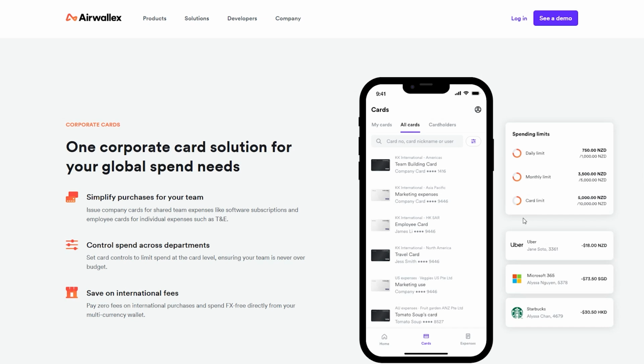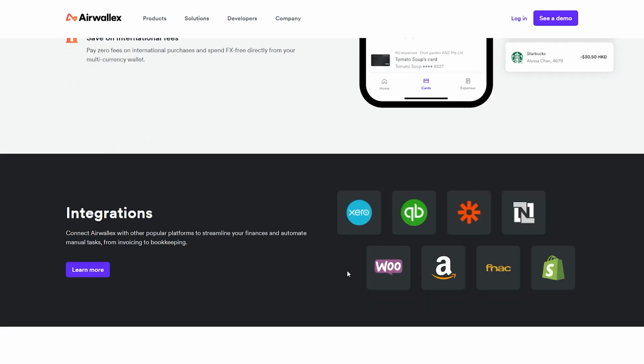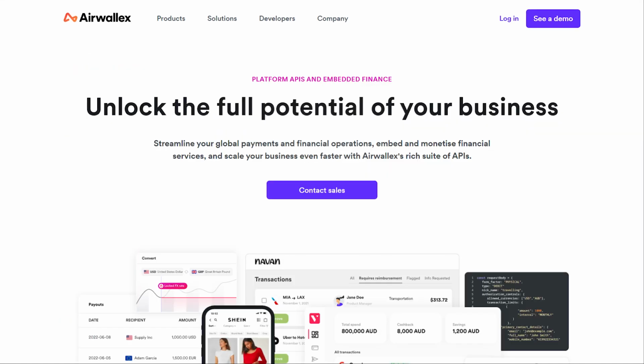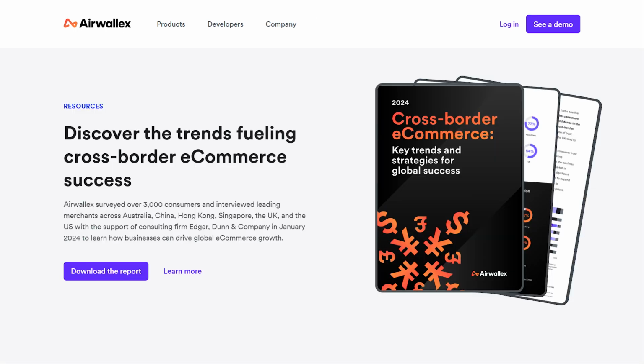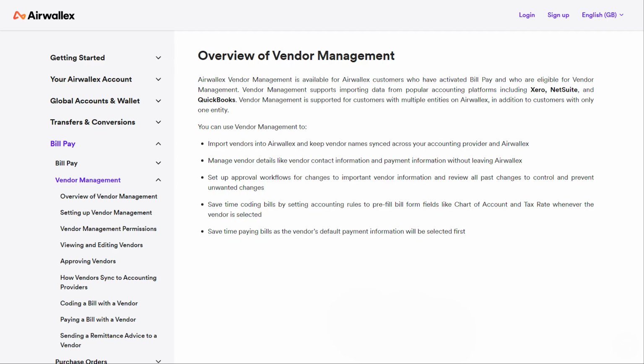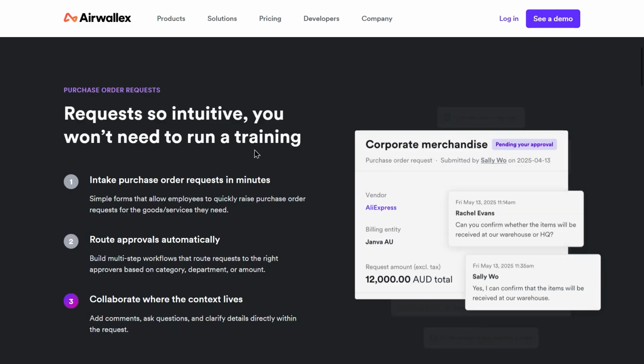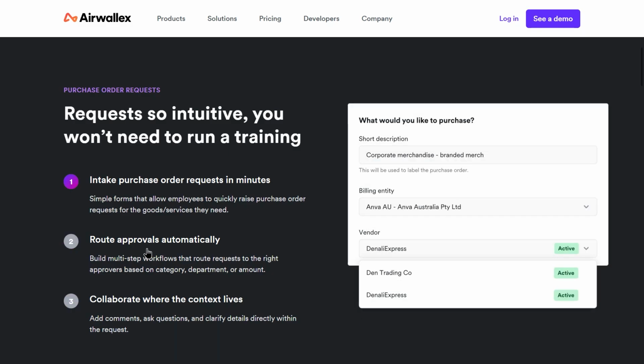While Statrys gives you a great account for payments, Airwallex gives you a whole ecosystem. Multi-currency accounts in dozens of countries, corporate cards, expense management, powerful API integrations, and tools for things like vendor payments and purchase orders. It's designed to be the financial engine for your entire global operation. And users who need that scale absolutely love it.